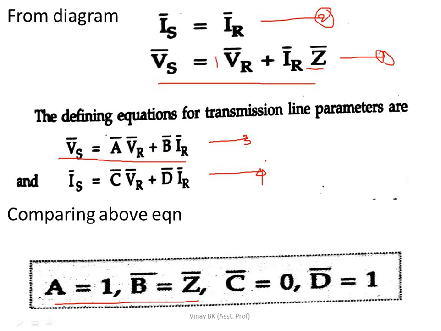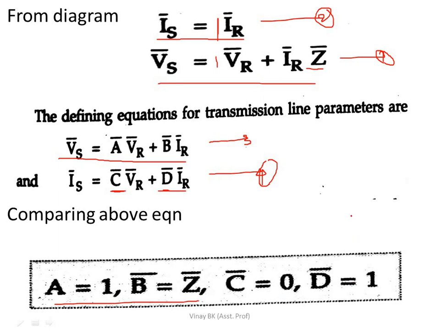Similarly, compare equation 4 with equation 2. Is equals C into VR plus D into IR, with Is equals IR. So the value of D into IR is nothing but IR, so the value of D is 1, and C into VR is 0, so the value of C is 0. So you get A equals 1, B equals Z, C equals 0, D equals 1.